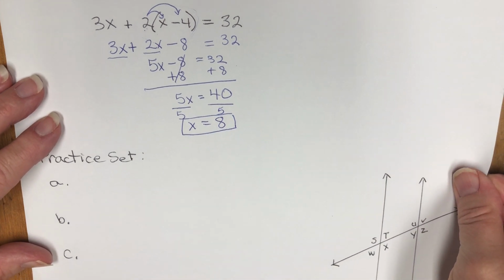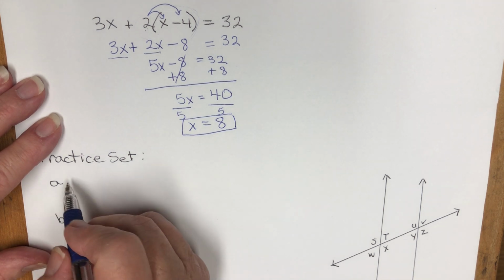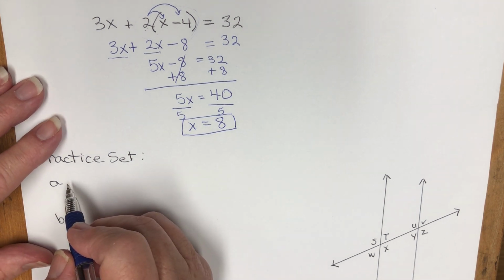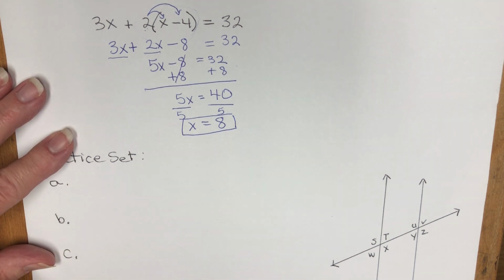All right, so here's my example that they put. There's a transversal, which they didn't label. And then they labeled all the angles S, T, U, V, W, X, Y, Z. In A, they're asking us for 4 pairs of corresponding angles. Okay, corresponding angles are angles that are on the same side of the transversal and are in the same position.